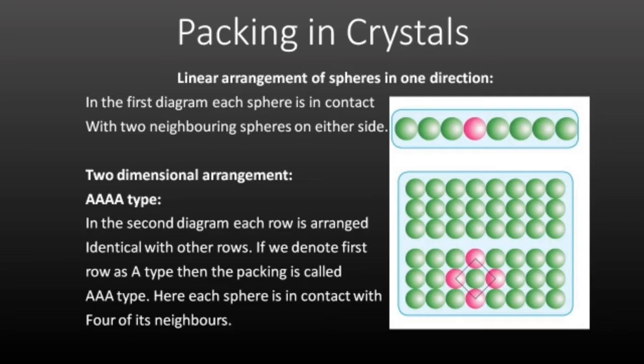Here we are arranging in two directions, that is X direction and Y direction, so it is called a two-dimensional arrangement. Now see the diagram, one of the green color atoms is touched with four rose color atoms. So here each sphere is in contact with four of its neighbors.